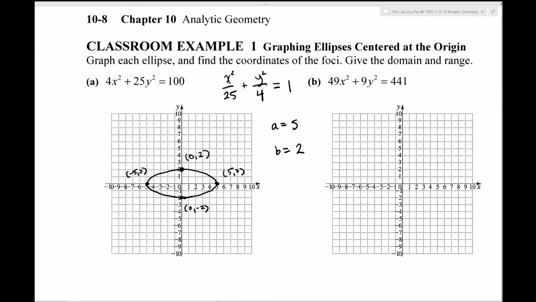So how do I do that? The foci are some distance away from the center along the major axis by a value of c. So I need to know what the value of c is. C squared is equal to a squared minus b squared. Forget about the difference between those other two; not a big deal. It's just whichever one's bigger, that's the one you're going to subtract from. So the bigger one is 5 squared, minus the other one, 2 squared. So that's going to be 25 minus 4.